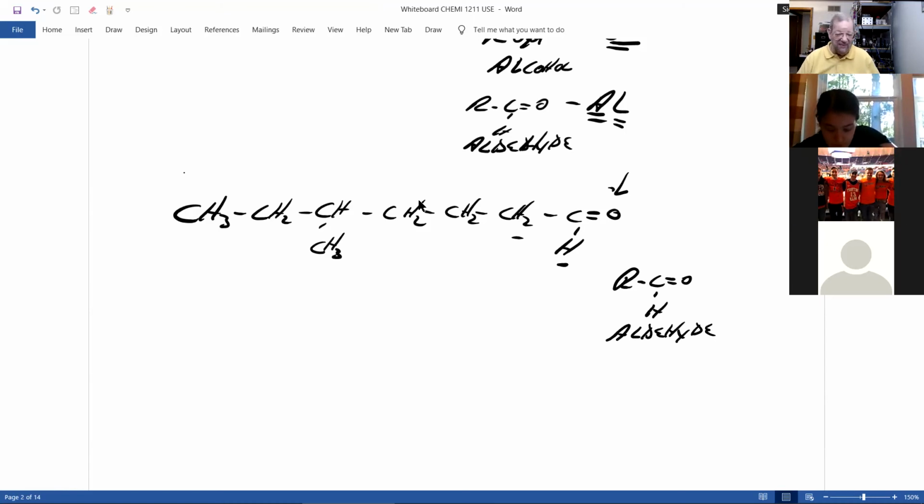And how many carbons in the longest chain with the carbonyl carbon, carbons double bond to oxygen? 1, 2, 3, 4, 5, 6. 1, 2, 3, 4, 5, 6, 7. Hopefully all picked 7 as the longest chain. And 7 is heptane. And it's an aldehyde. So I drop the E and add AL.